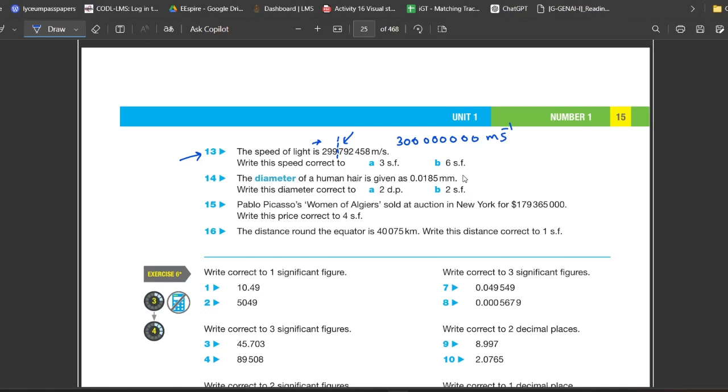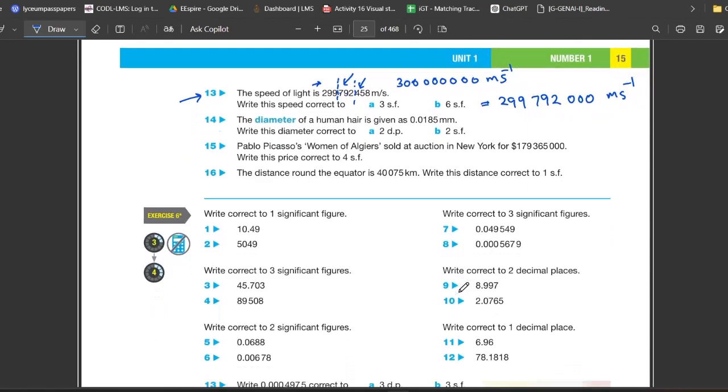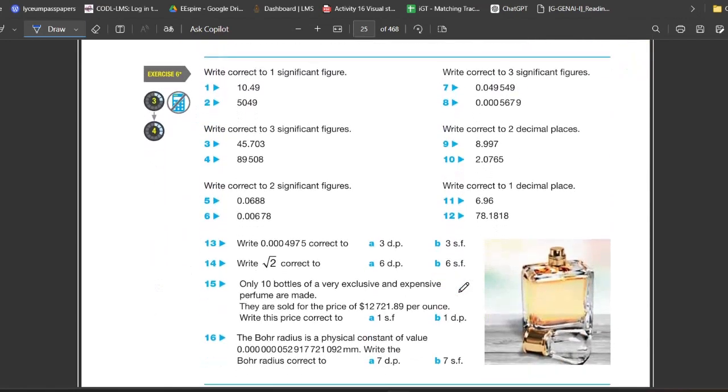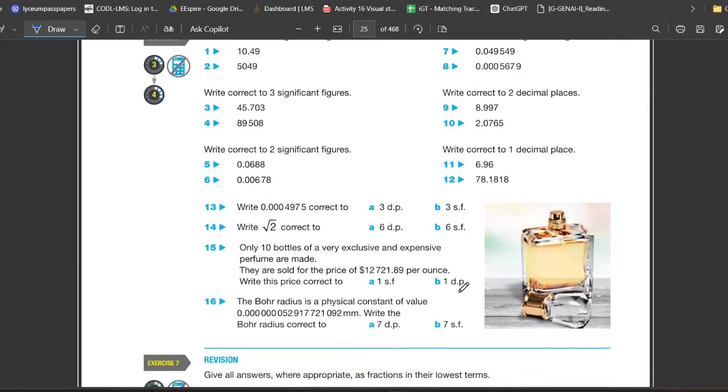In metres per second, with 6 significant figures: this is 3, 4, 5, 6 here. Check the seventh significant figure. It's less than 5, so this remains the same. 9792, and the other three are zeros, like that. Okay, I think we have done these kinds of examples. I'll do the 16th one also.